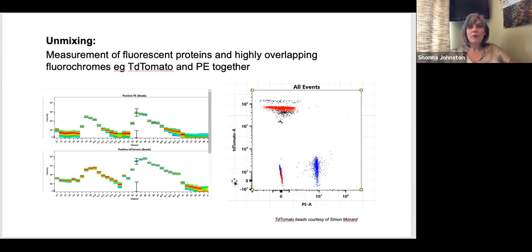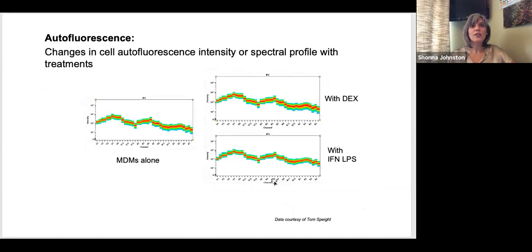So in this example here, I was lucky enough to get some beads from Simon in Australia, so I could look at tomato and PE. One of our groups was really interested in tomato positive cells from their mouse line, and we wanted to see if we could measure it against PE because they also wanted to measure an antigen that only worked with a PE antibody. Unfortunately, it doesn't seem to work with any other kinds of fluorochromes, and actually you can see you can distinguish those really nicely, which is quite good.